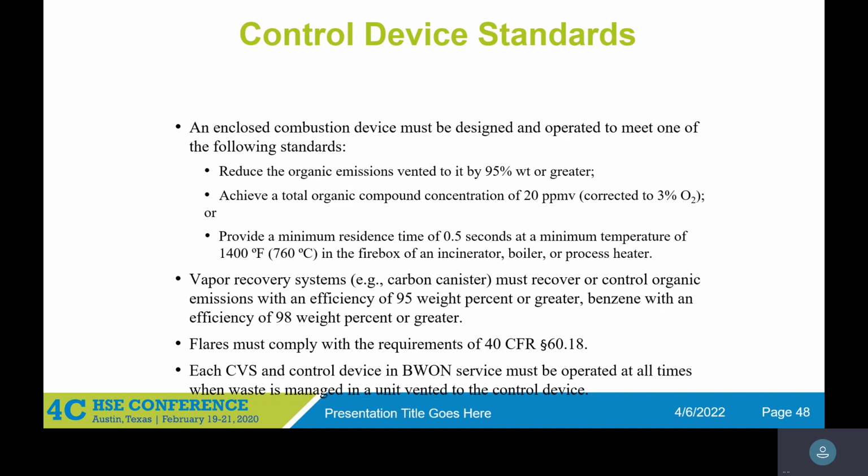Vapor recovery systems such as carbon canisters have to remove benzene by 98% or VOC by 95%. Flares must comply with 40 CFR 60.18, and the control device and control vent system must be operated at all times when the waste is managed in such control waste management unit.